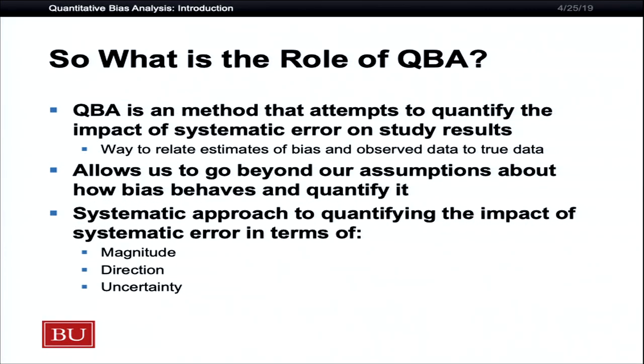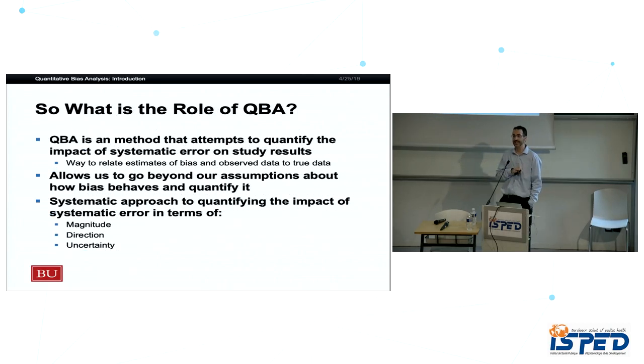So quantitative bias analysis is a series of methods in which we relate the observed data to what we think the true data would have been based on our assumptions about any bias that there is in the study. And this allows us to go beyond simply talking about the bias to quantifying the bias. We can think about what the bias did in terms of the direction it took. Was the bias towards the null, away from the null, past the null? How far did it move? Are we talking about a small amount of error or a large amount of error? And then eventually we could talk about uncertainty. How much less confidence should I have in my results because I know I had this error?